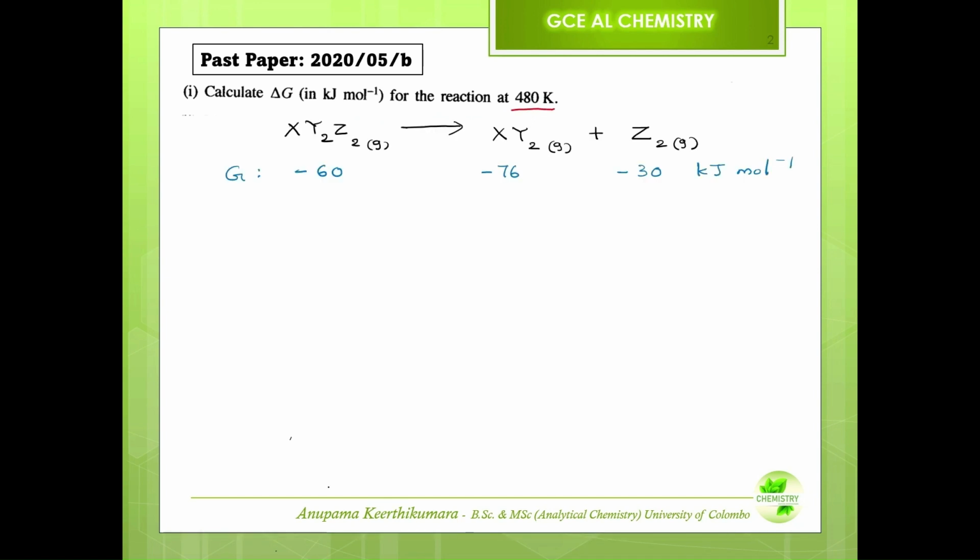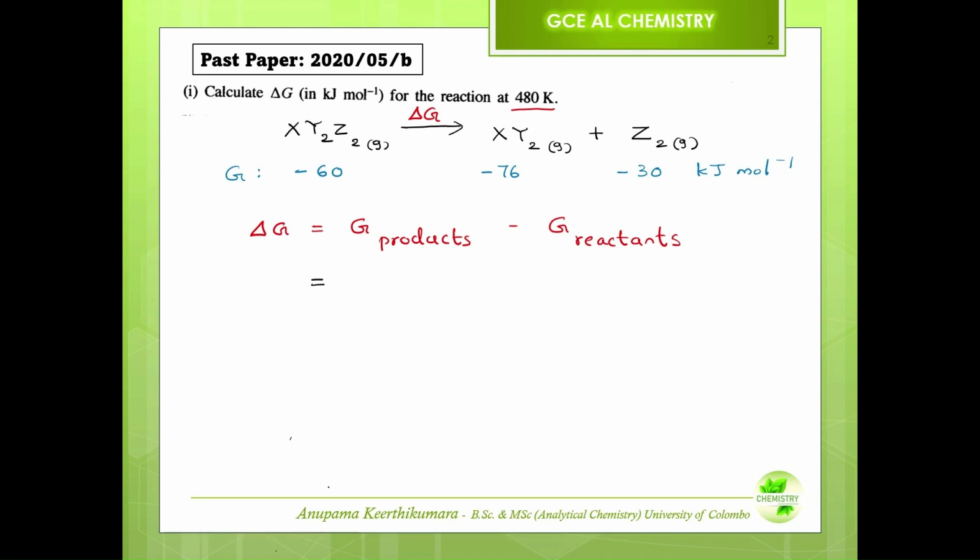480 Kelvin is not the standard condition. Therefore, we will write the delta G expression. Delta G equals Gibbs free energy of products minus Gibbs free energy of reactants. Not using these standard symbols as the given temperature is 480 Kelvin. Now we will substitute values.